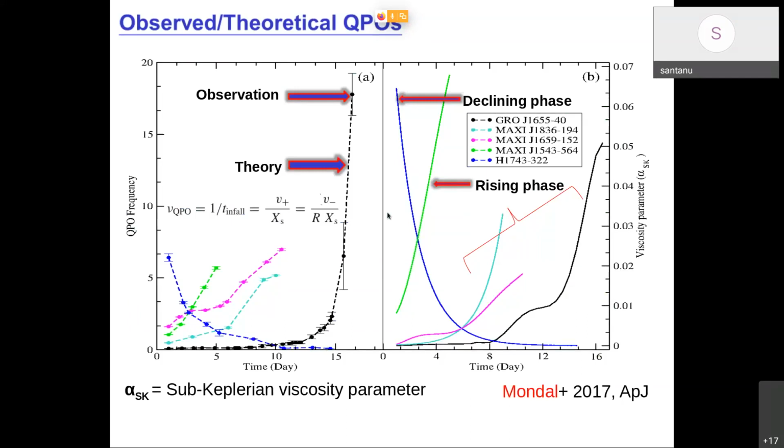Once we have estimated this viscosity parameter, we saw that it increases during the rising phase. Viscosity increases monotonically, as you can see in these black, pink and cyan lines. These are basically the rising phase viscosity. However, in the declining phase we see the opposite, this blue line, where viscosity decreases monotonically. So this satisfies the theoretical QPOs and observed QPOs, and also consistently gives the viscosity parameter.